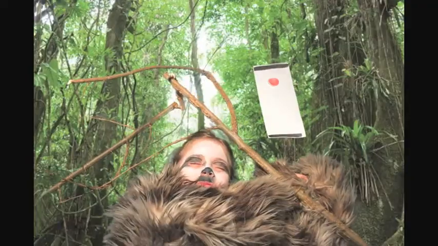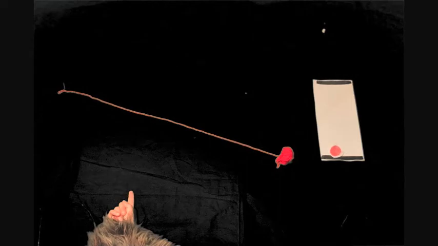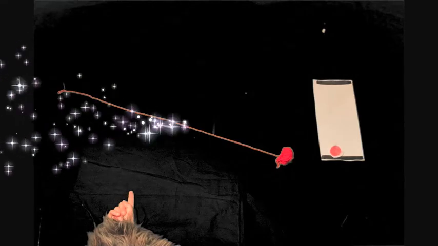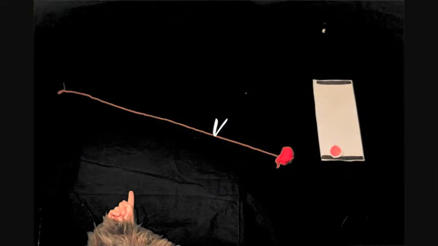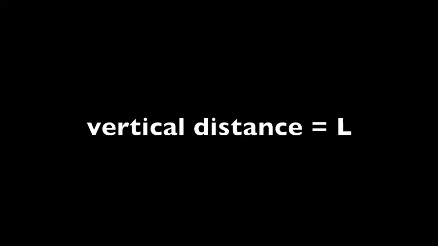For each count of the sloth's clock, the unicorn's clock also counts 1. However, the distance the light blob travels during that time is different, as our unicorn is moving at the speed v relative to our sloth. To the sloth, the horizontal distance that the light blob travels in one tick of time will equal v times delta t, and the vertical distance will still equal L.